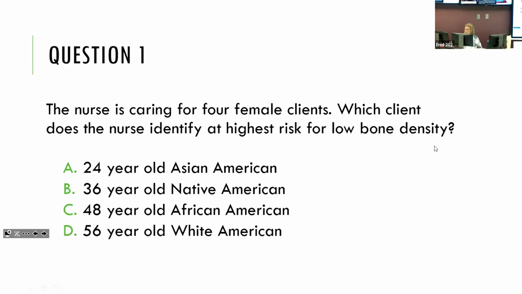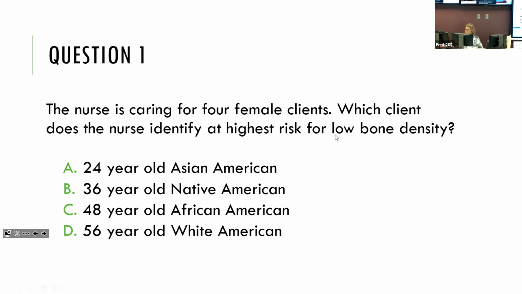All right. Question: the nurse is caring for four female clients. Which client does the nurse identify at highest risk for low bone density? What did you say? Yes, D. White women tend to have the least amount of bone density of any group, which makes them more likely to have osteoporosis and fractures.